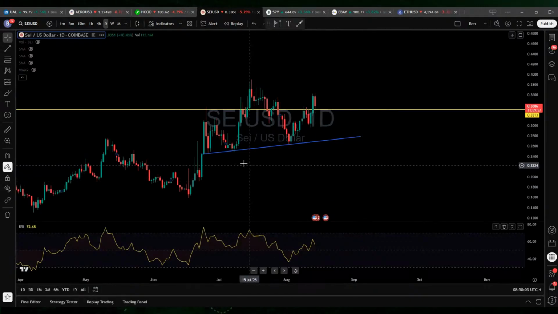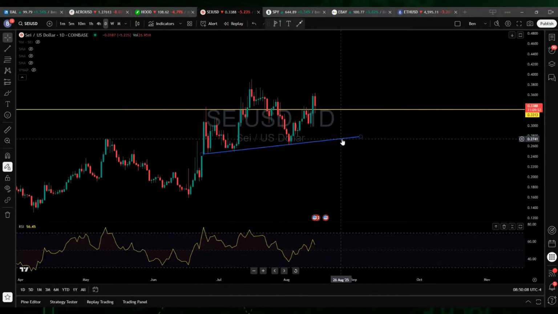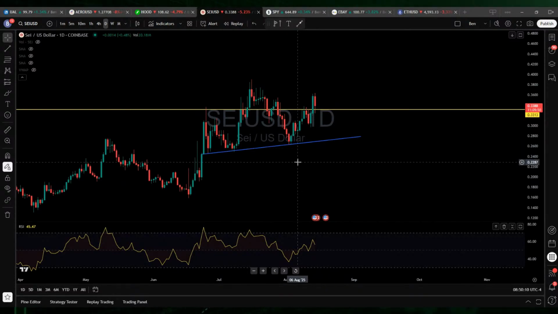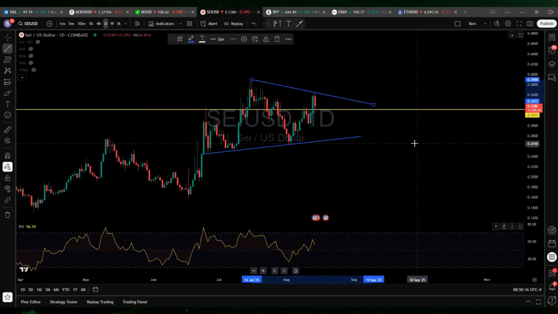SEI is kind of giving the same indication, although this one is more of a head and shoulders pattern. So this would be a situation where you've got this down sloping trend line right here, you could break above it.